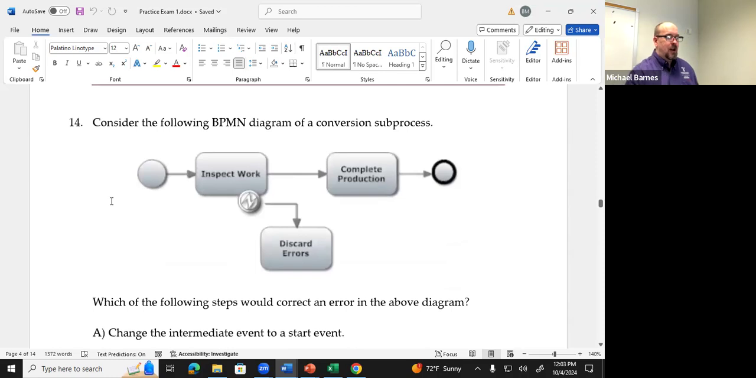Consider the following BPM and diagram as the conversion sub-process. By the way, I don't particularly like this question. I probably should have changed this question in this practice exam. So if you struggle with this question, don't feel bad. It's unlikely to ask a question like this one, at least not this nuanced, this type of question here.